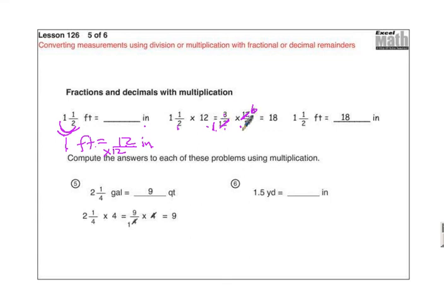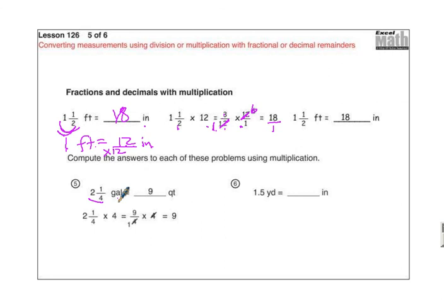Now I have 1 times 1, which is just 1, and 3 times 6 is 18. So it's 18 over 1, or the number 18. And if you think about it, 1.5 feet equaling 18 inches makes perfect sense, because there's 12 inches in a foot and 6 inches in a half of a foot. Let's take a look at another example.